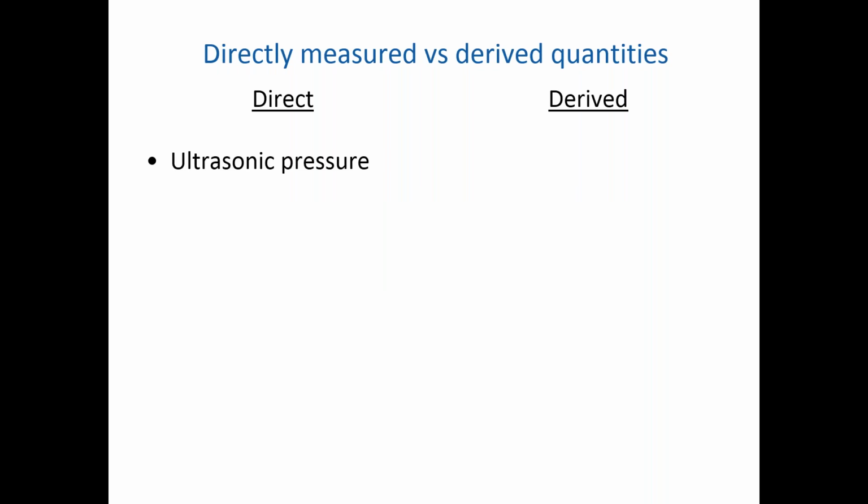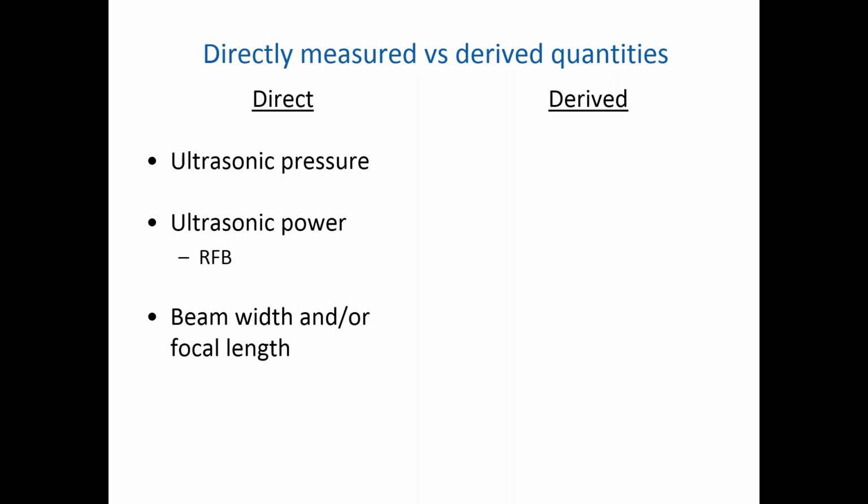The quantity which is most commonly measured directly is ultrasonic pressure. We'll talk about devices that we might be able to use for that particular purpose a little later on. Ultrasonic power is an interesting one. We can measure it directly with a radiation force balance, but we can also measure it indirectly with a hydrophone.